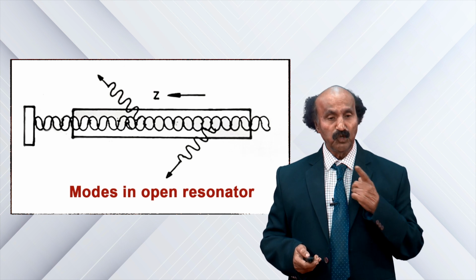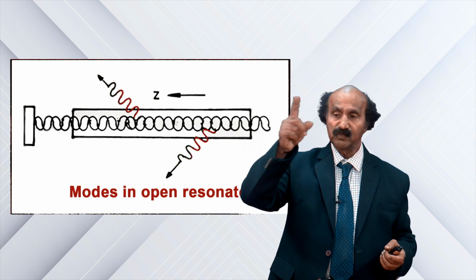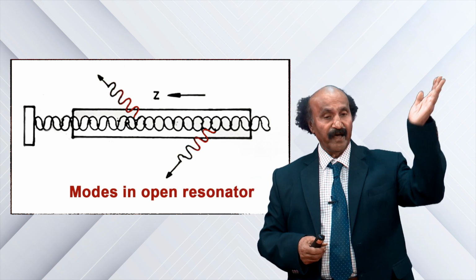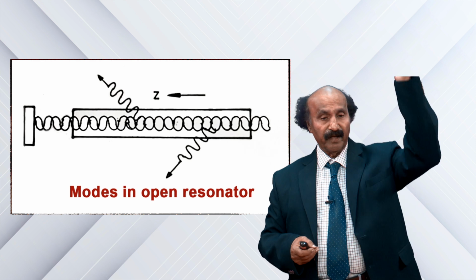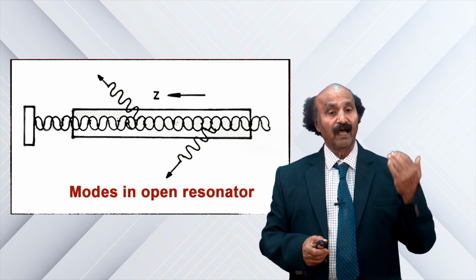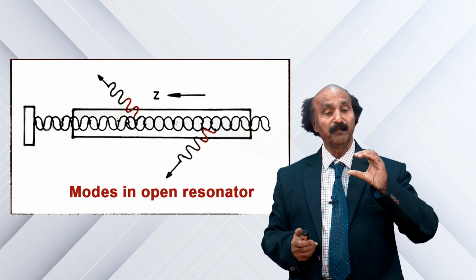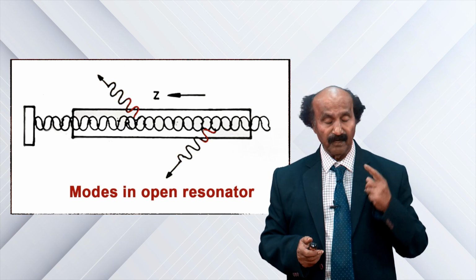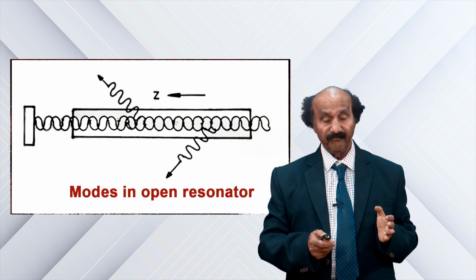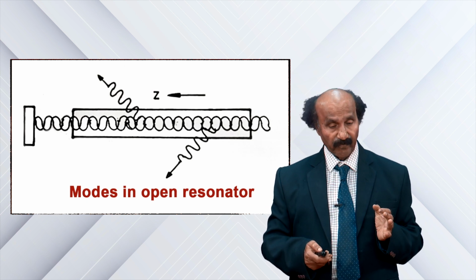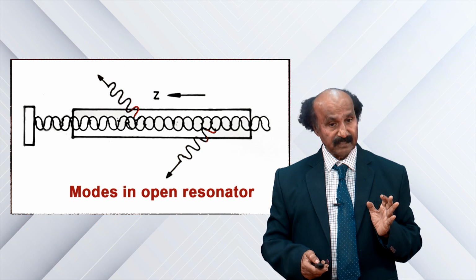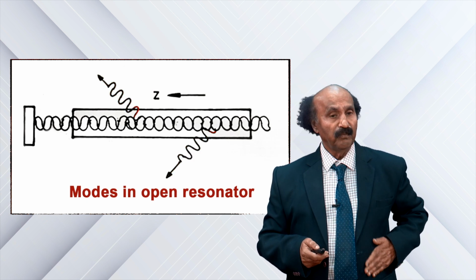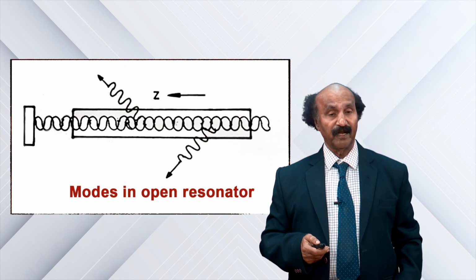Here you will see two mirrors, and the light wave is going like this, only along the z direction, not along the y direction or the x direction. No mode is formed because it is kept open, no light is reflected. So it becomes a one-dimensional open resonator. We start with the open resonator for all laser processes. This itself is a very bright idea. Then already I have shown you the plane parallel resonator.